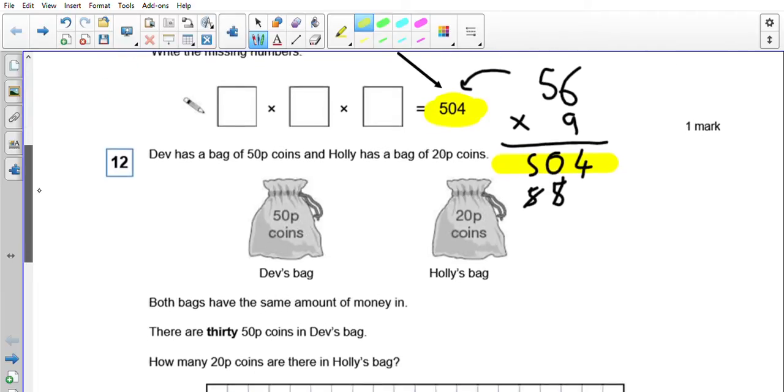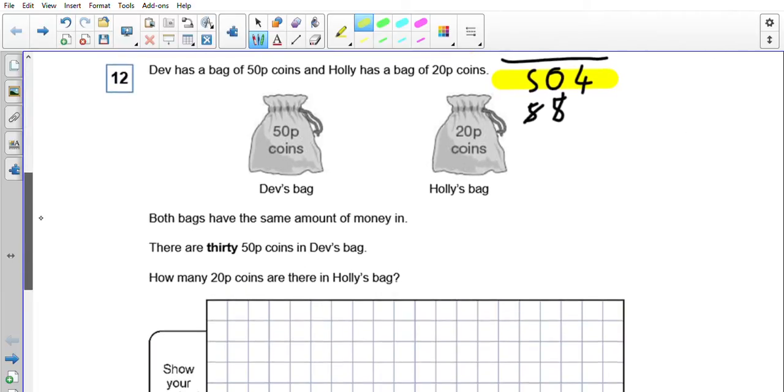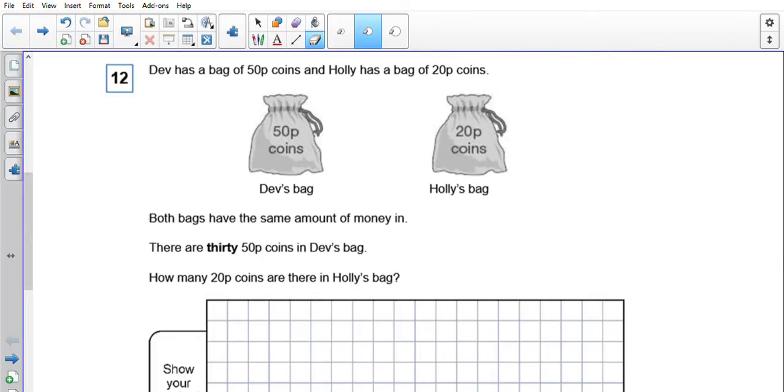Okay, Dev has a bag of 50p coins and Holly has a bag of 20p coins. Both bags have the same amount of money, and that's key.